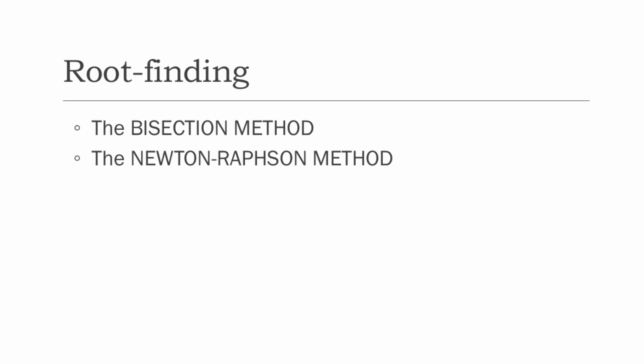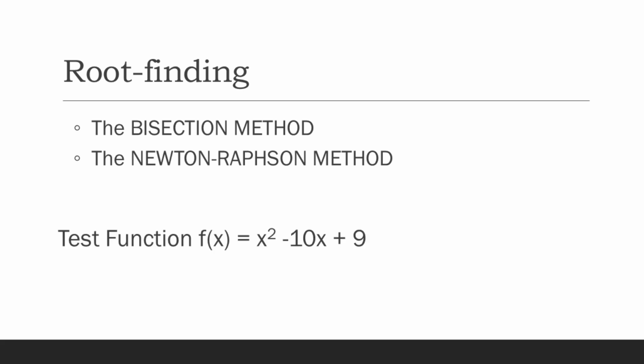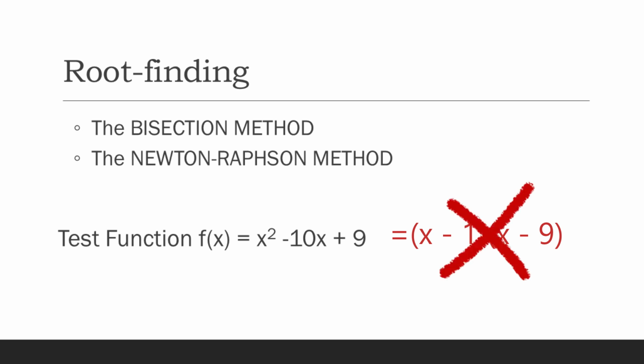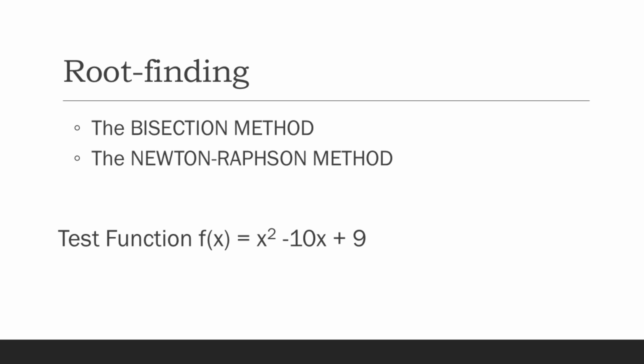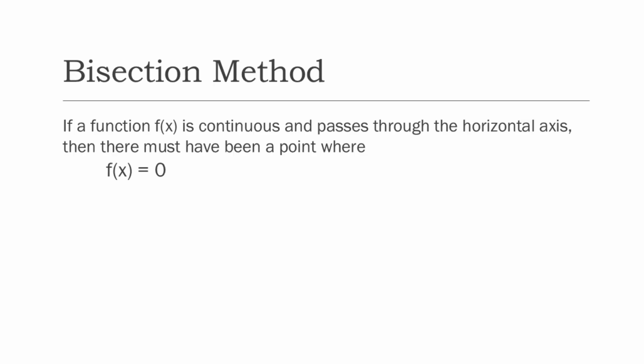Let's use this example, f(x) = x² − 10x + 9, for our examples. And we know that the zeros are at x = 1 and x = 9 because this breaks down to (x − 1)(x − 9). But remember, we're trying to use the computer to find the solution. So we're not going to do factorization like we just did, but we're going to use brute force and ask the computer to compute for these zeros. So how will we do it? We'll focus first on the bisection method.